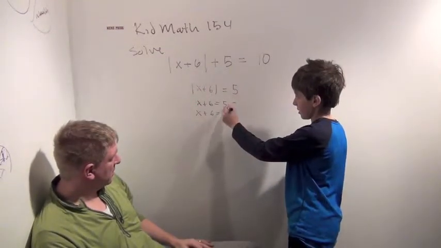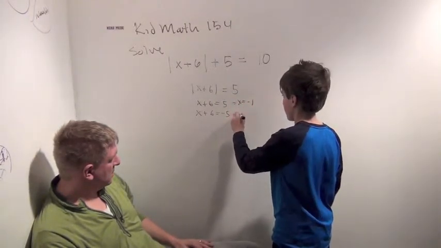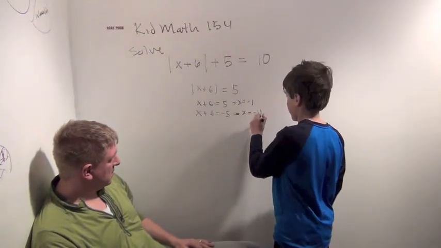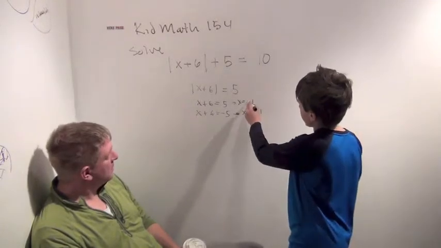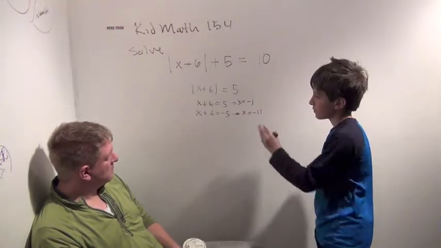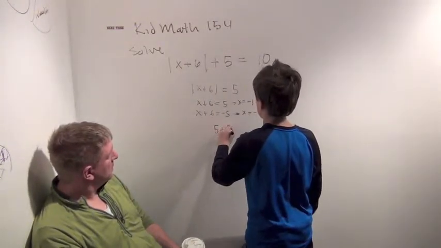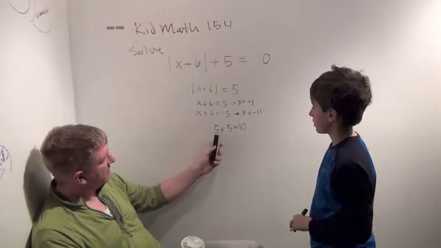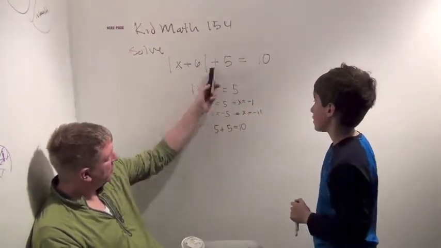So we just move the 6 to the other side. We get x equals minus 1, and x equals minus 11. Okay. Now let's check minus 1. All right. So we get 5 plus 5 equals 10. That works. Where did this 5 come from? It's minus 1 plus 6, absolute value. Okay, good. Plus 5 equals 10.